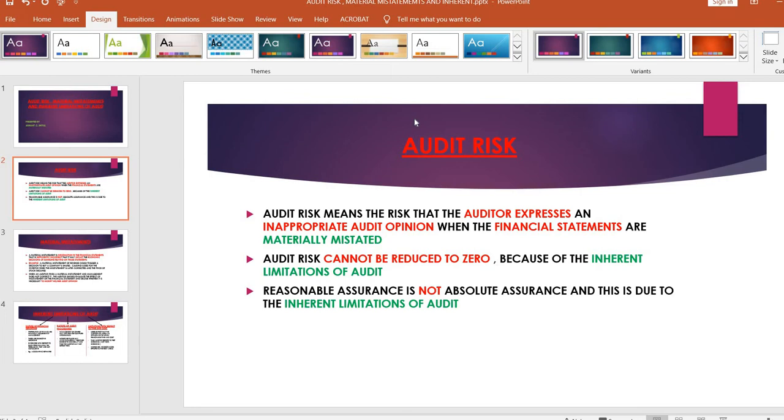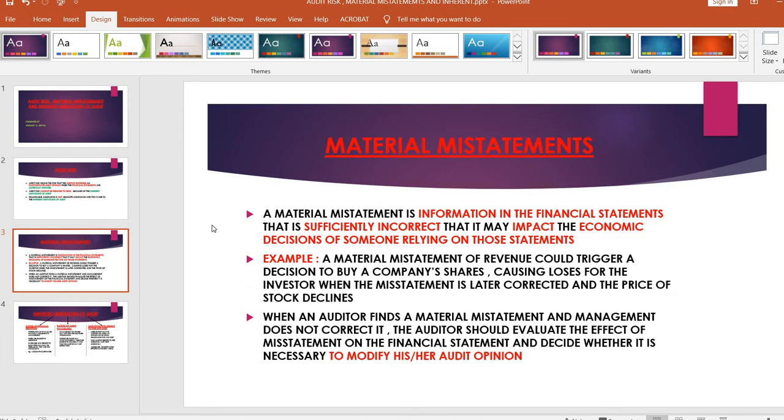Okay, whatever happens, it cannot be reduced to zero because of the inherent limitations of audit. Same way, reasonable assurance, which means less than 100% assurance, is not absolute assurance, which is 100% assurance, and this is due to what? Again, the inherent limitations of audit. Now, the next slide will cover material misstatements. So, what are material misstatements?